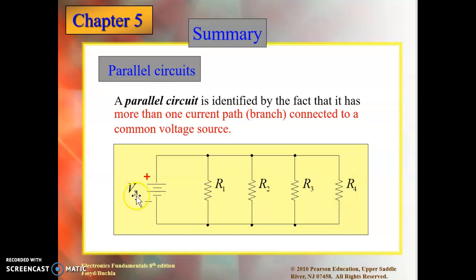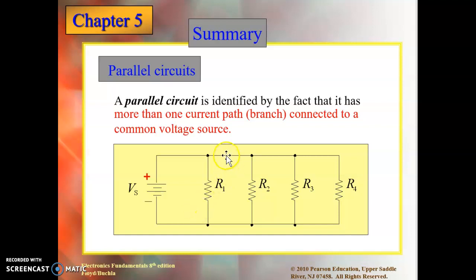The difference here is that the current has different paths. The current can come here and split: some goes this way, some goes this way, some is going to come this way, the other one is going to continue this way, and the rest is going to come this way. How current splits depends on the value of the resistor. The higher the value of the resistor, the less current is going to go through that branch. So current always looks for the smallest resistance.